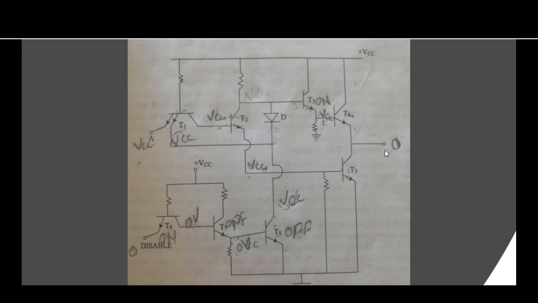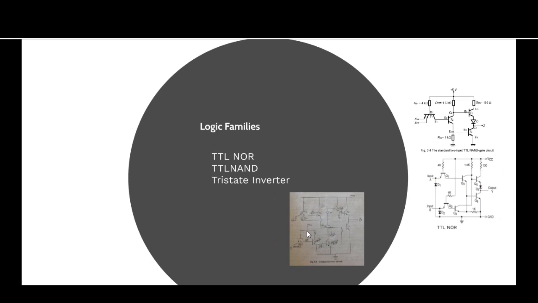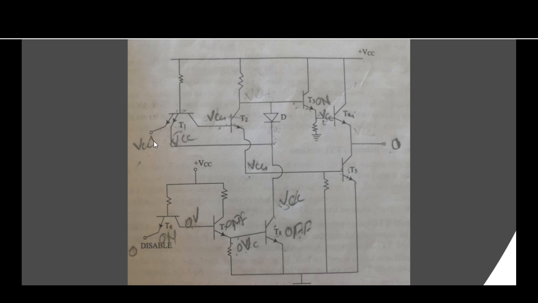Let's suppose in a logic, when A equals 0 volt, T1 will turn on, its collector voltage will drop to 0 volt, and T2 will turn off. VCC voltage will appear at the collector of T2 as T2 is turning off. This is connected to the base of T3. T3 will turn on, making T4 turn on, and VCC will appear at the output.